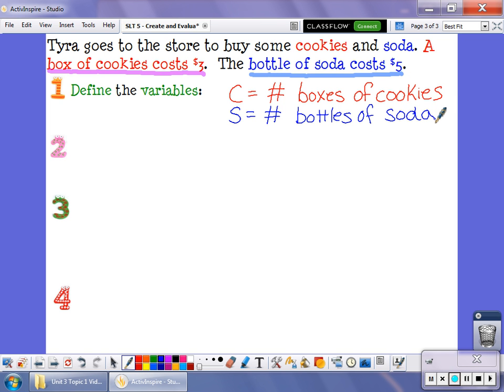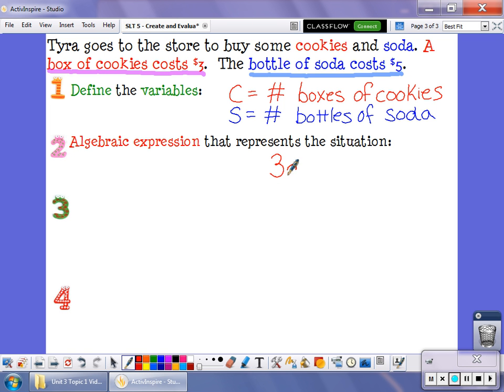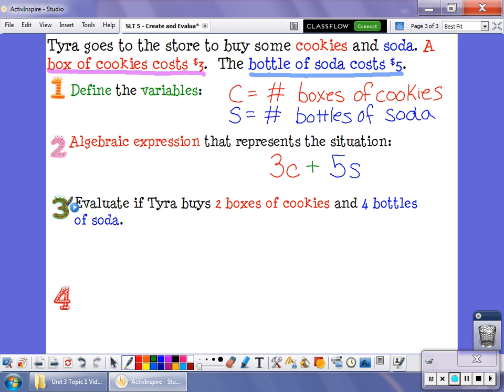Now, once I know my variables, it's time for me to write this expression. I'm looking for the total cost. So what I want to know is how many boxes of cookies she buys, but they're $3 for every box. So what I'm going to do is I'm going to do $3 times however many boxes of cookies she buys. And then I'm also going to do $5 times however many bottles of sodas she buys. And because I want her total cost, I'm going to add these all together. So once I have my expression, now we need to evaluate this problem.